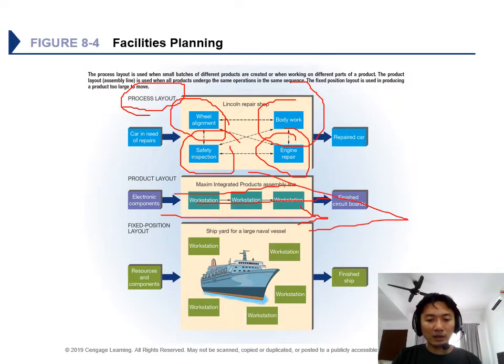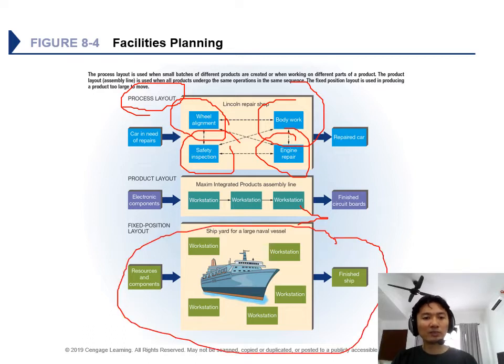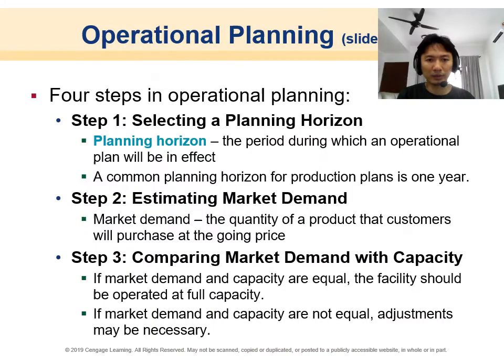Okay. Let me wrap this off a little bit. And then lastly, we can also see the last part, which is a fixed position layout. Fixed position layout is normally used when we are building or creating a very large product, like ships, aeroplanes. So the product stays there, remains stationary, but the people and machines move as needed to assemble the products.